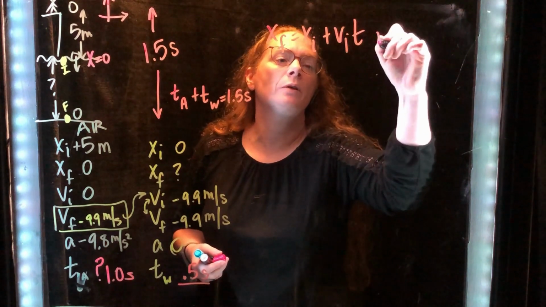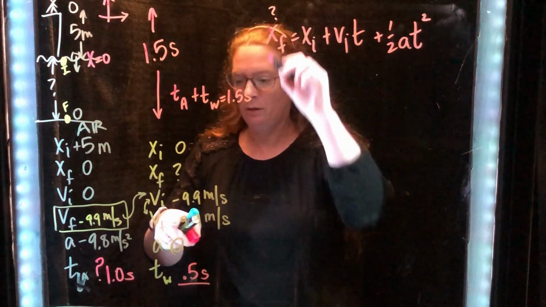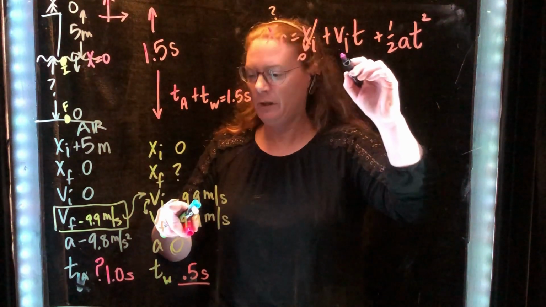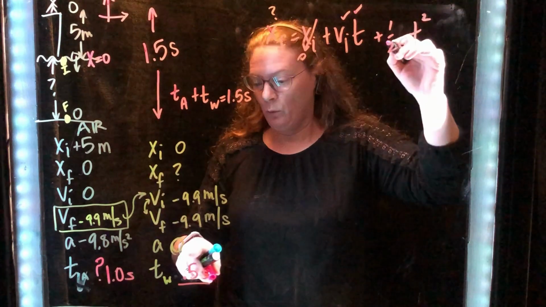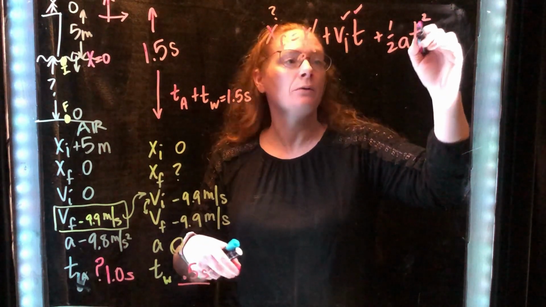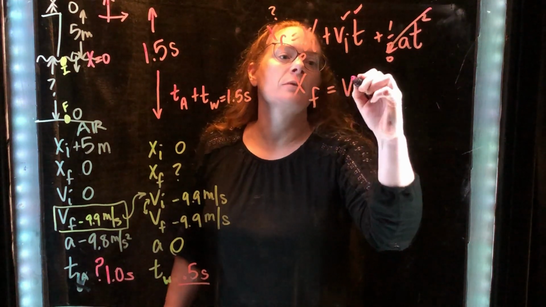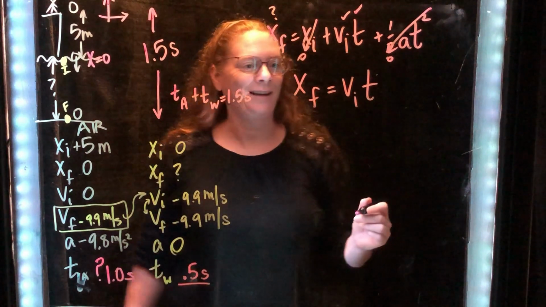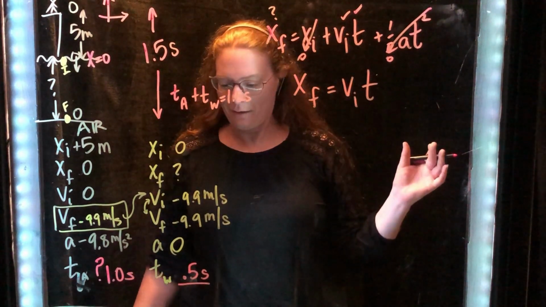x final equals x initial plus v initial t plus 1/2 a t squared. X final is what I'm looking for. I know x initial, it's 0. V initial, I know. I now know my time. Woohoo! 1/2 a is 0, so this whole term drops out to 0. X final equals v initial t. Doesn't that look easy? Yeah, that last step is actually nice and easy. It's a great relief after all that other work.